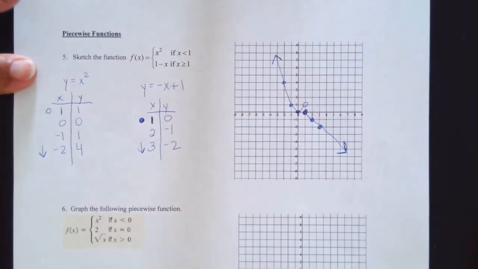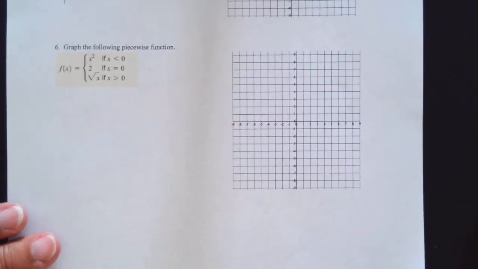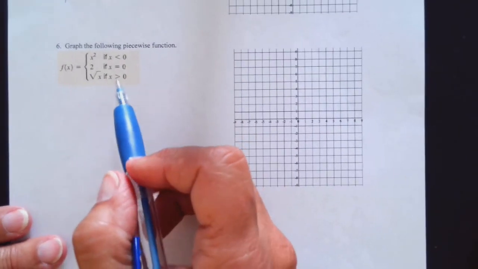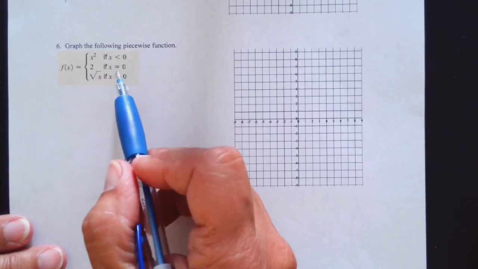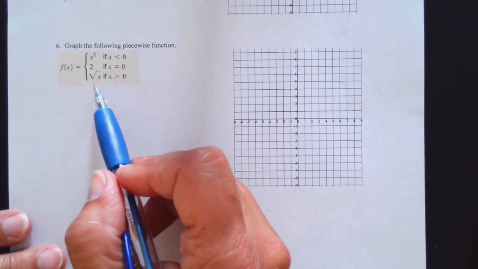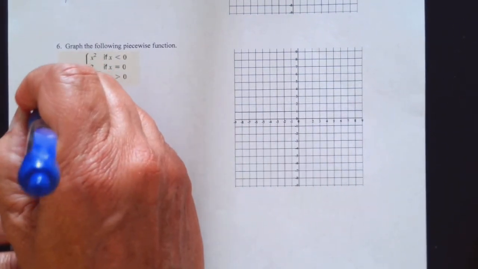So we're going to try that again with 3 graphs this time, 3 piecewise on number 6. All right, so if you look at number 6, we're going to use x squared when x is less than 0. We're just going to use 2 when x equals 0. And we're going to use the square root of x when x is greater than 0. All right, so again, we're going to do 3 graphs.